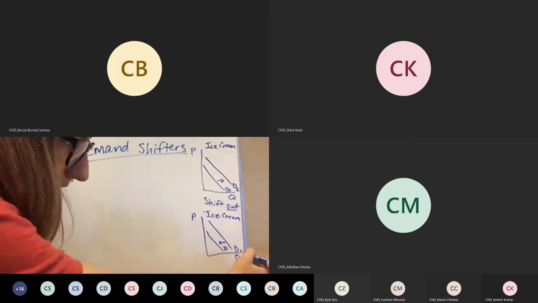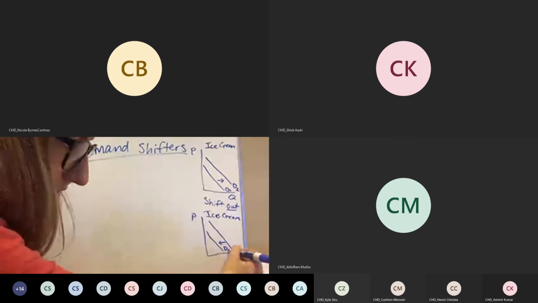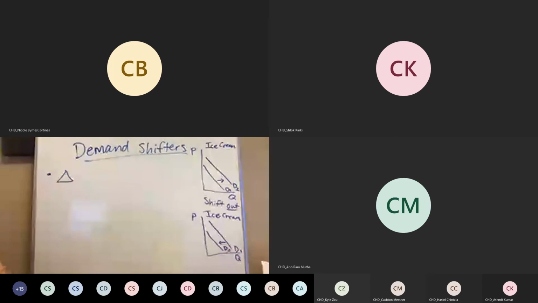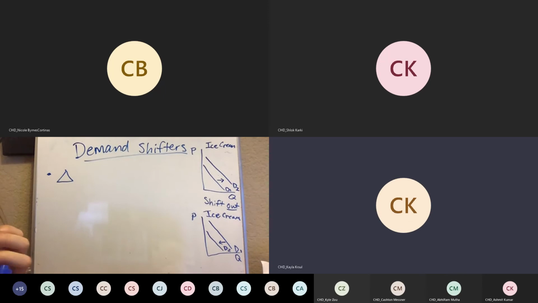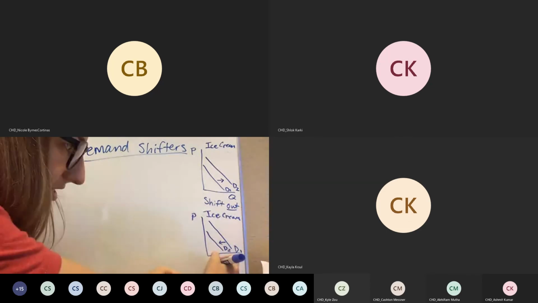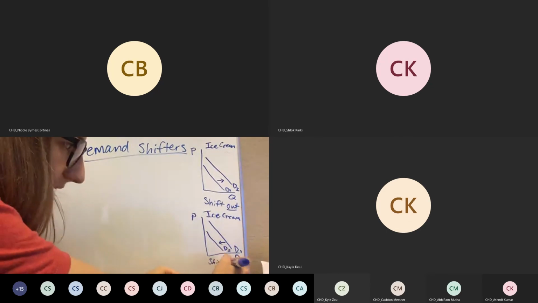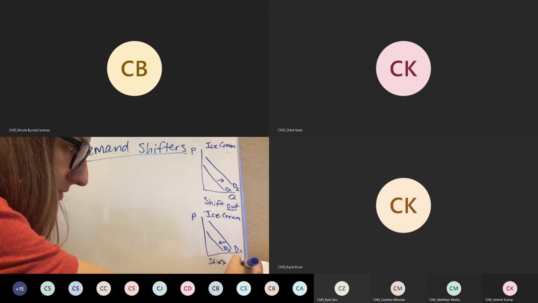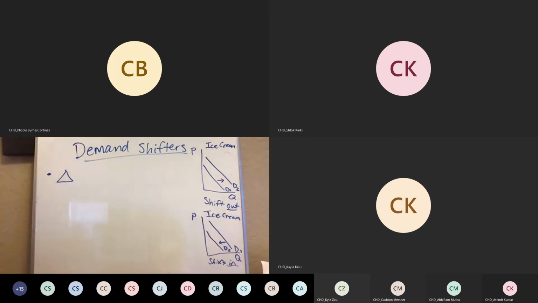So again, D1 now is the outside curve, D2 is the inside curve, and the arrow points from D1 to D2 always. So this is called a shift in. So this is a decrease in demand. People are less interested in buying this good than they were before. So shift in, or a decrease in demand. People do not want as much ice cream as they did before.